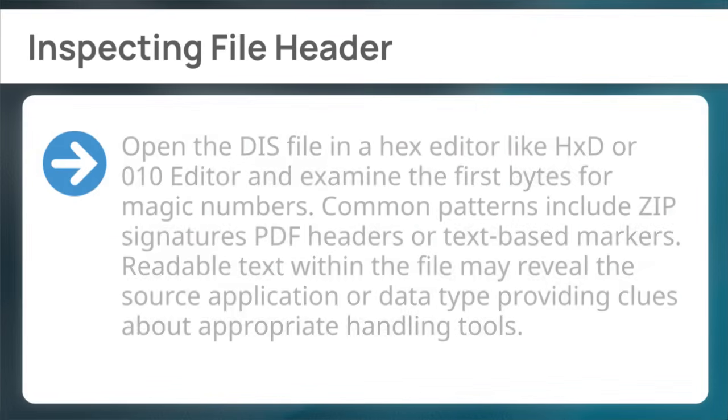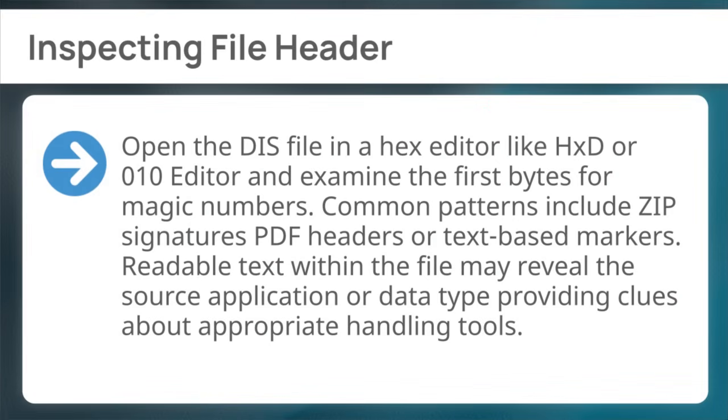First, inspecting the file header. Open the DIS file in a hex editor like HxD or 010 Editor and examine the first bytes for magic numbers. Common patterns include zip signatures, PDF headers, or text-based markers. Readable text within the file may reveal the source application or data type, providing clues about appropriate handling tools.